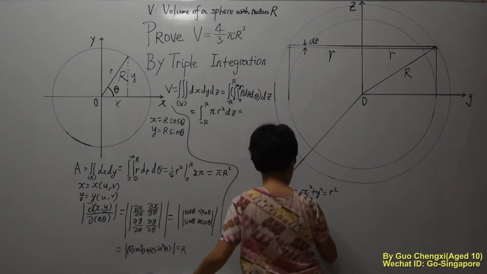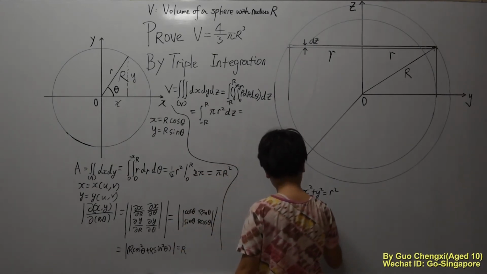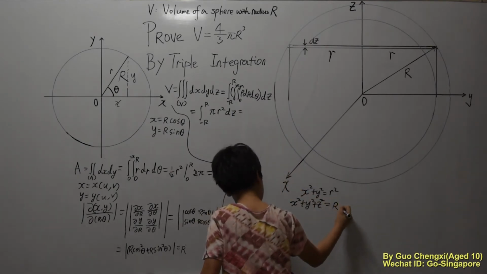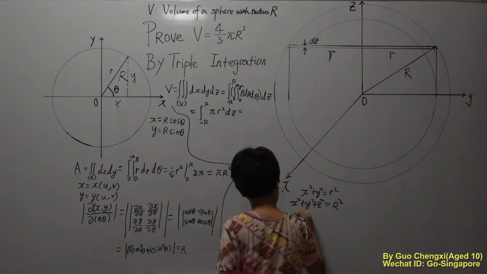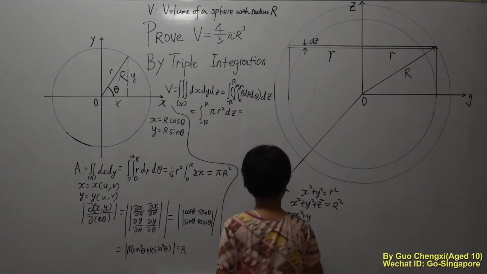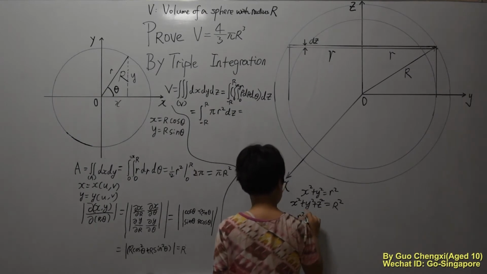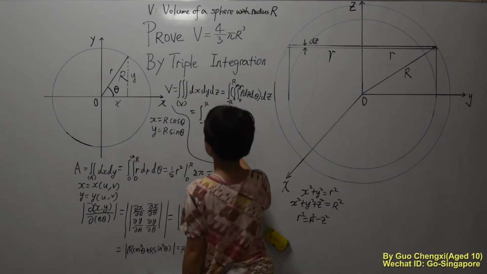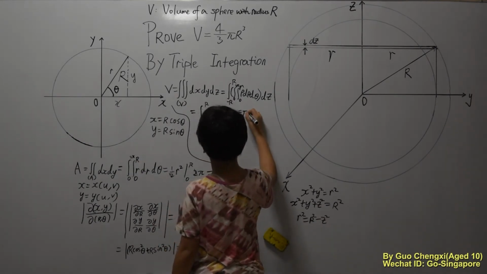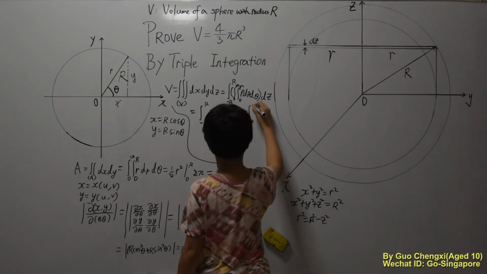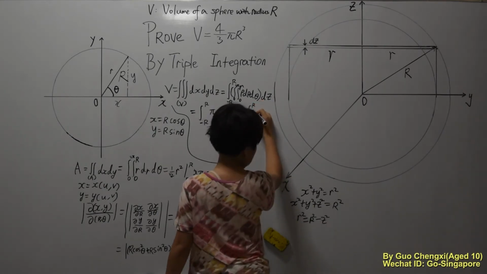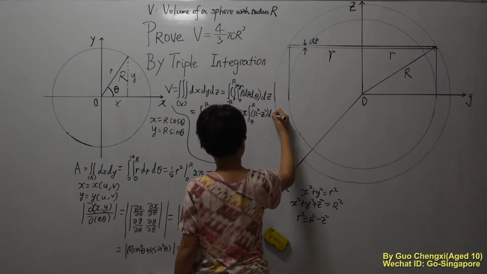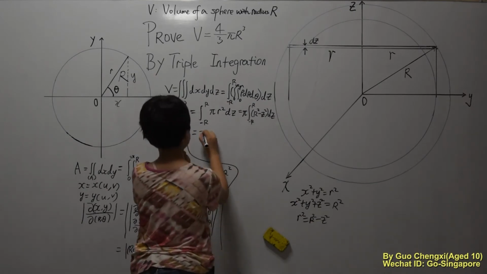Then what about capital R? It is x squared plus y squared plus z squared equals capital R squared. Thus x squared plus y squared, so basically small r squared, is equal to R squared minus z squared. So this part is basically R squared minus z squared. You can take out the pi already. And now you can do it already.